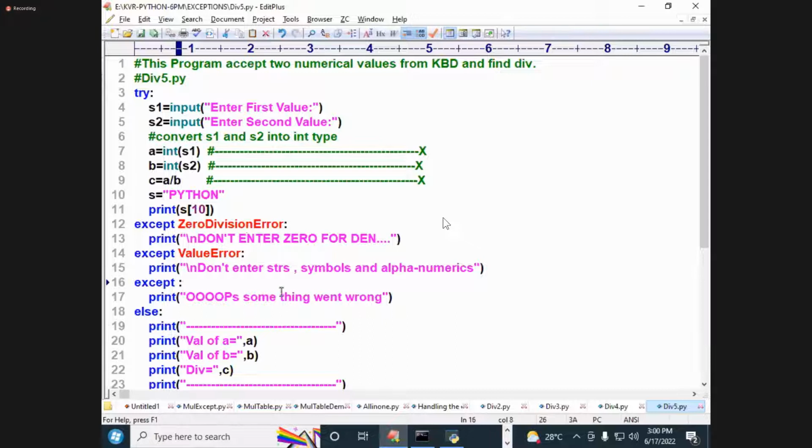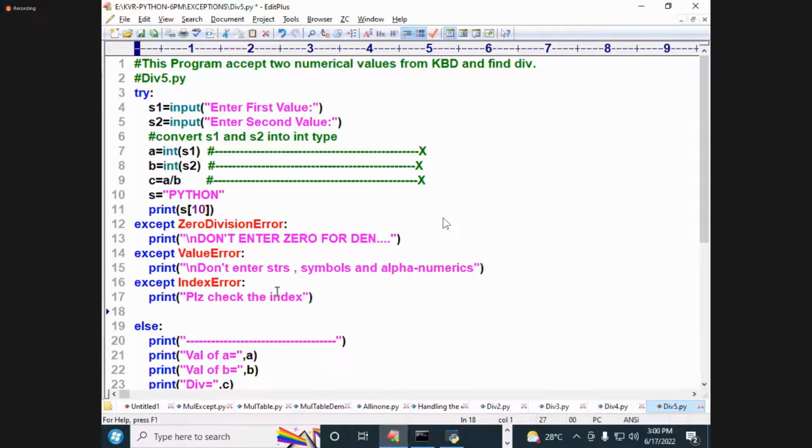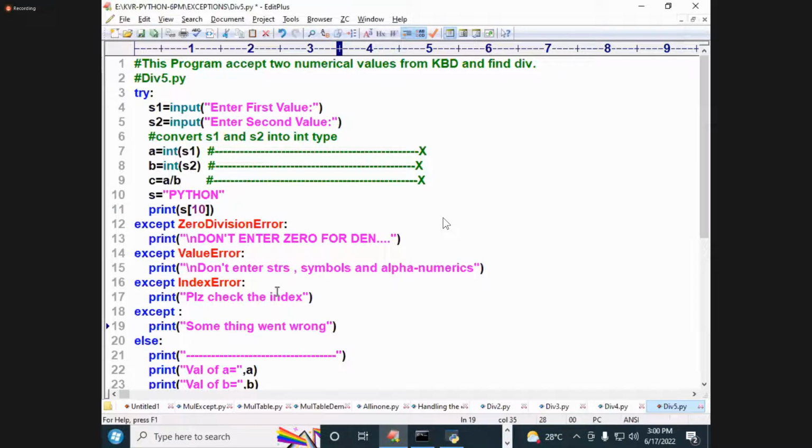Index error, and I will write, please check the index. Okay, and he will also continue my standard. What is that? Print of what? Something went wrong. Did you understand this importance, ma? Did you understand? Yes. Next, let us go.